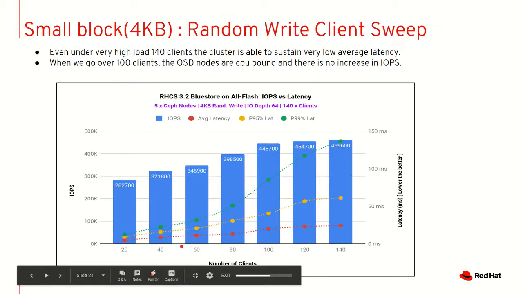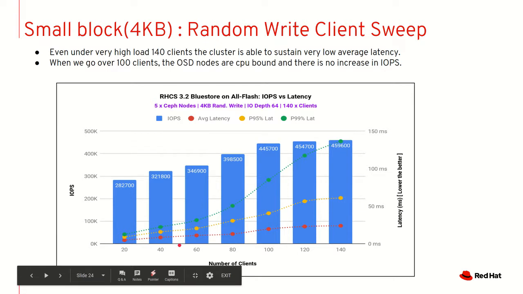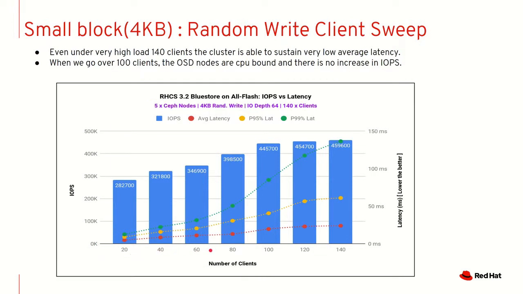In this slide, we did a 4K random write client sweep test where we gradually increased the number of clients generating load on the Ceph cluster. In this graph, we again have IOPS in columns and latencies on horizontal lines. The horizontal axis has the number of clients that we use during each test that we gradually increase.